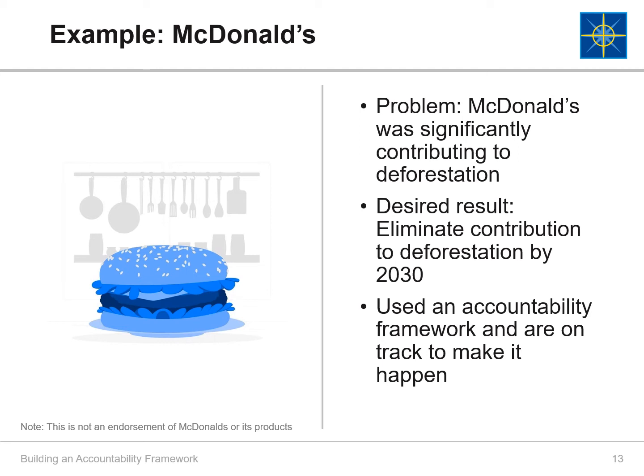By the end of 2020, 99.4% of the beef sourced for McDonald's restaurants supported deforestation-free supply chains, and 100% of soy sourced for the feed of chicken and palm oil supported deforestation-free supply chains. So they were able to achieve very significant results by putting a results-based accountability framework into place.